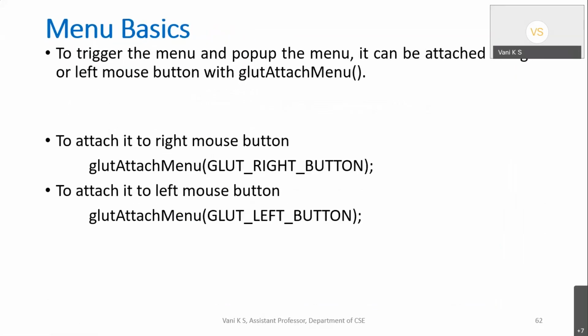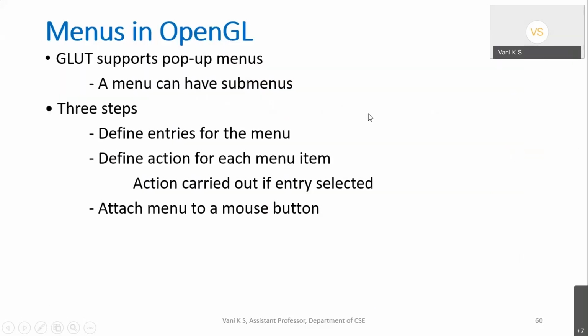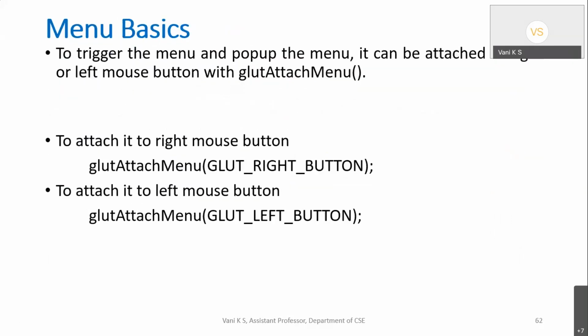Now, how to create a menu, and after you create a menu, you have to attach it to one of the buttons of the mouse. I showed you the output. This menu is something like a pop-up. When you attach this menu to some button on the mouse, that is, whenever you click the left or the right button on your mouse, this menu will be popped up on the display window. Now how to attach that?